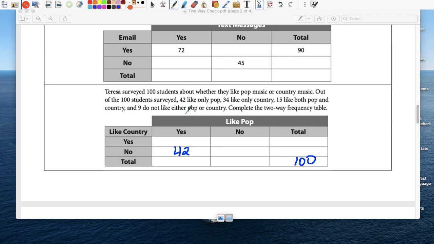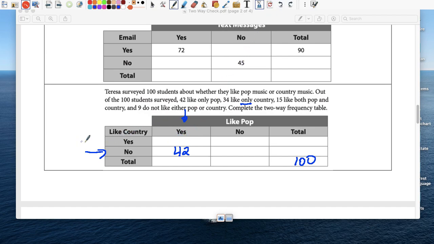These people, think about it, they like pop and they say no to country. So the 42 should be over there. 34 like only country. So we're going to go to the country and write yes for country, but no for pop, because that says only country. So if you put the 34 here, it means they like country and pop, but that's not true. So we got to be careful.